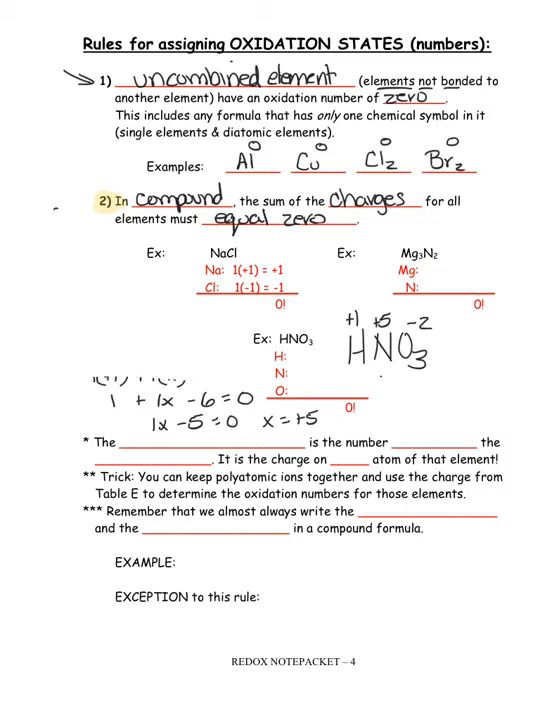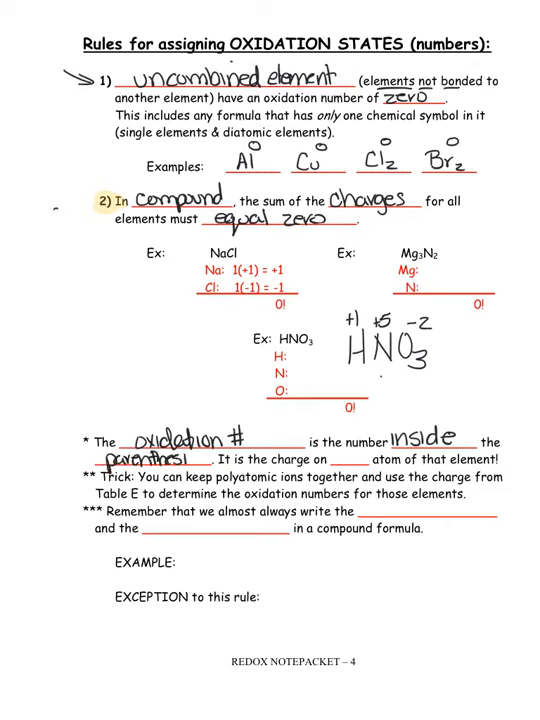Let's erase this so you don't get confused, and let's fill in the rest of these. What number are we on? We're still on 2. Okay, the oxidation number is the number inside the parentheses. It is the charge on one atom of that element.